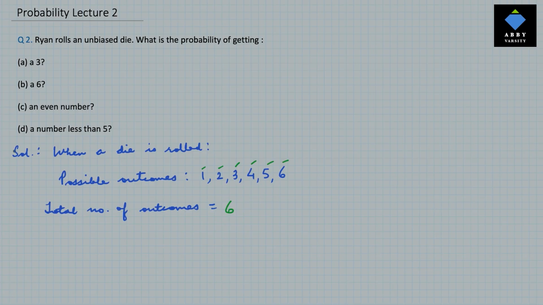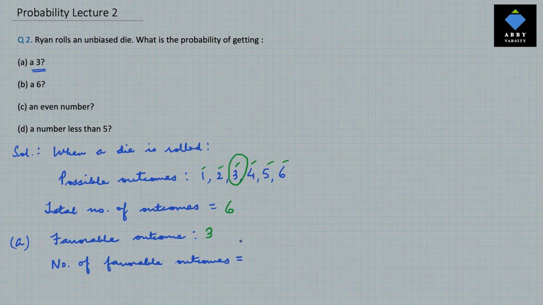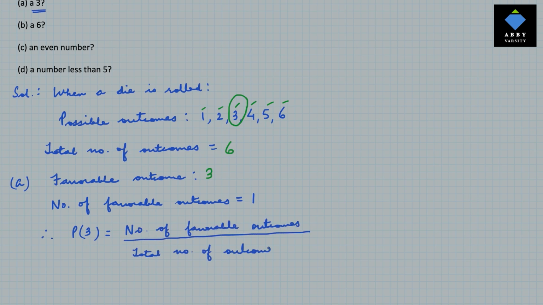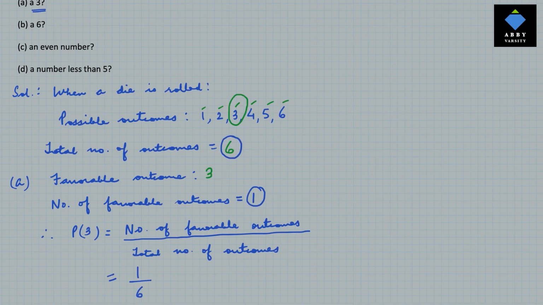Part A. To get the number 3, what is the favorable outcome? It is the number 3 itself out of the 6 outcomes here. So the number of favorable outcomes is equal to 1. Therefore, the probability of getting a 3 will be number of favorable outcomes, which is 1, divided by the total number of outcomes, which is 6. So 1 by 6 is the required probability.